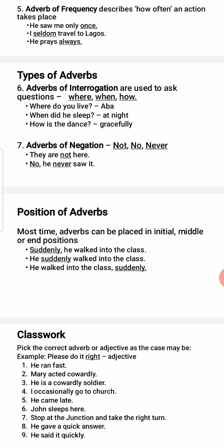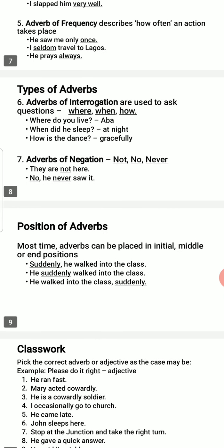I occasionally tell him, well done. Or he occasionally tells him, well done. Occasionally there is an adverb of frequency.